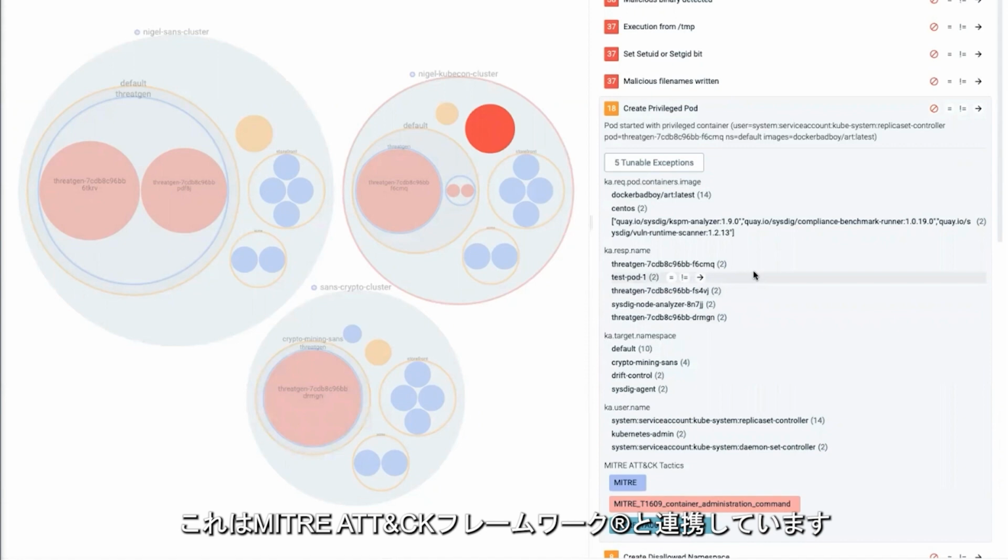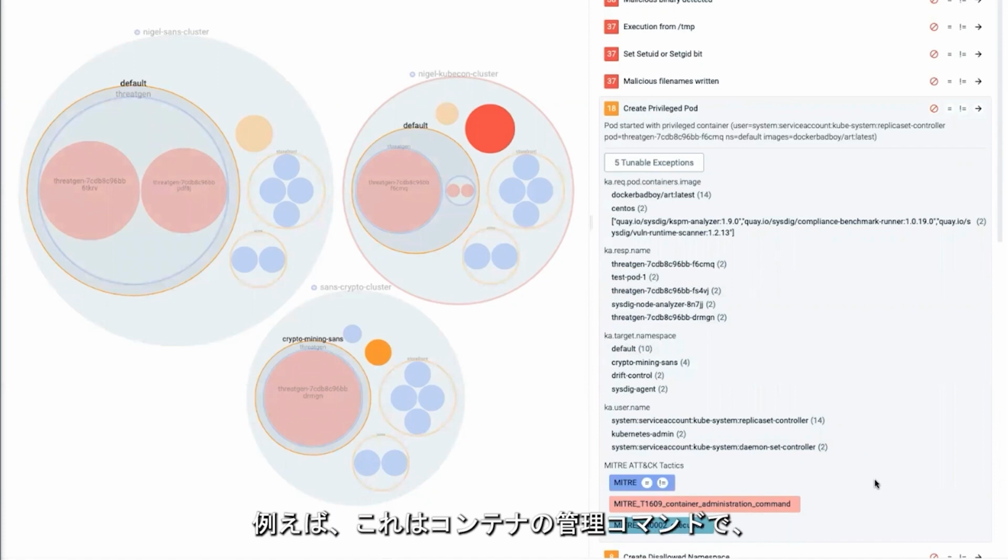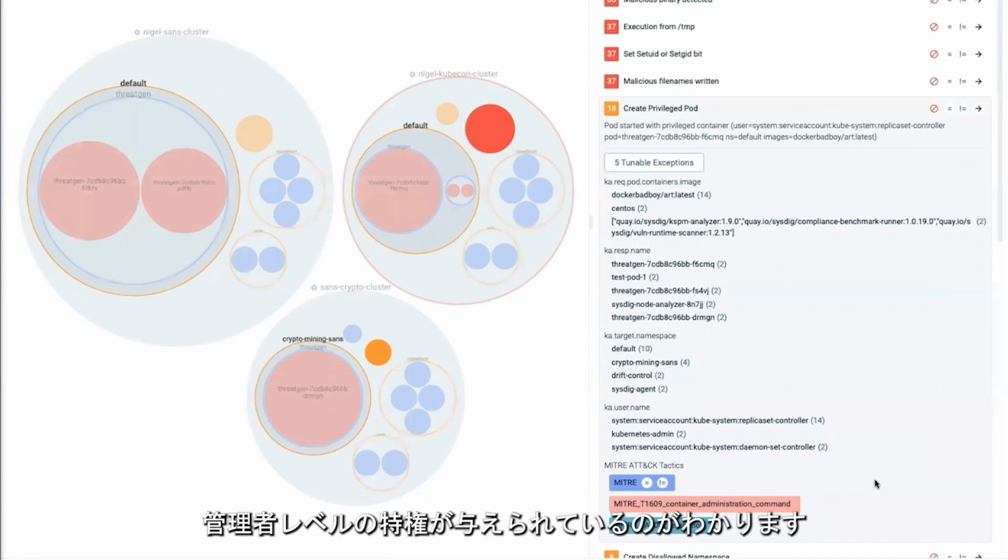What you can then show a customer is the MITRE ATT&CK framework that ties into it. For instance, this is a container administrative command, so they know this has been given admin level privileges. And with that, they can proceed to do other things within that pod.